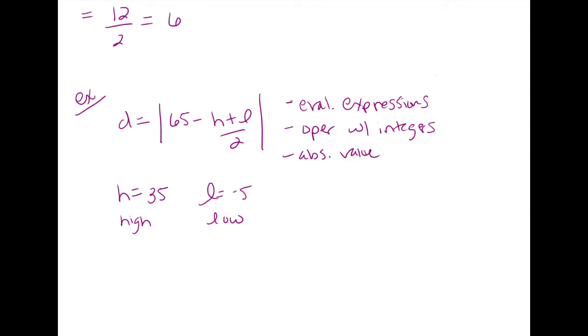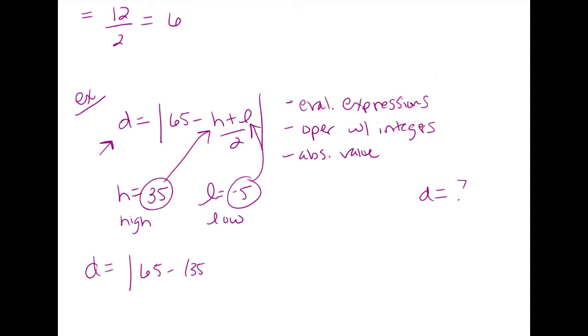The first thing that we're going to do is make a replacement. We are solving for D. So in the end, I'm going to get something that looks like D equals something. Okay, so I'm going to make a replacement. And where I see my H, I'm going to put in 35. And where I see an L, I'm going to put -5. So everything else is going to stay the same. I'm going to put 35 in there. And keep everything else the same.